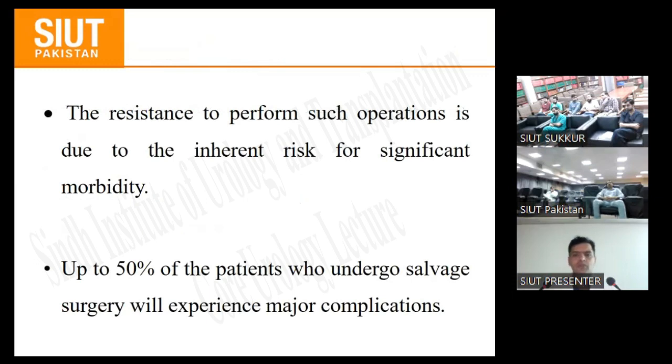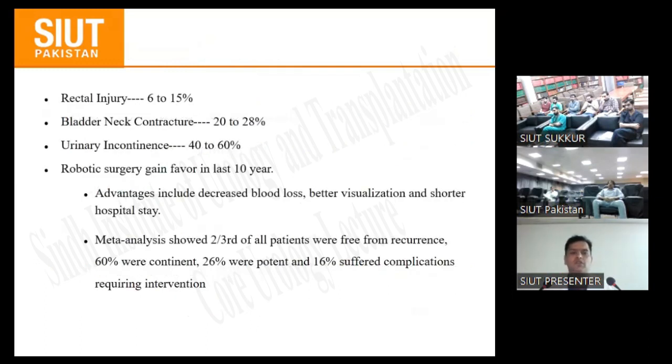The resistance to perform such operations is due to the inherent risk for significant morbidity. Up to 50% of the patients who undergo salvage surgery will experience major complications: rectal injury 6 to 15%, bladder neck contracture 20 to 28%, and urinary incontinence 40 to 60%. Robotic surgery has gained favor in the last 10 years. Advantages include decreased blood loss, better visualization, and shorter hospital stay.